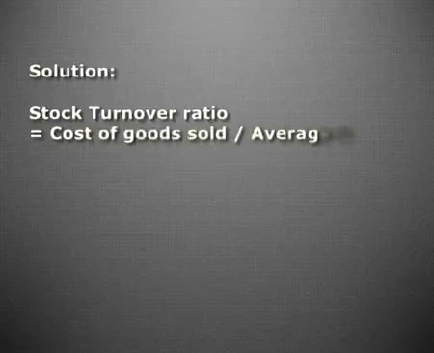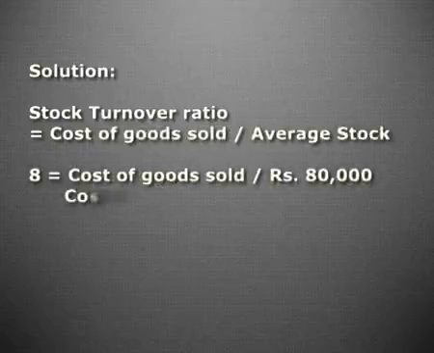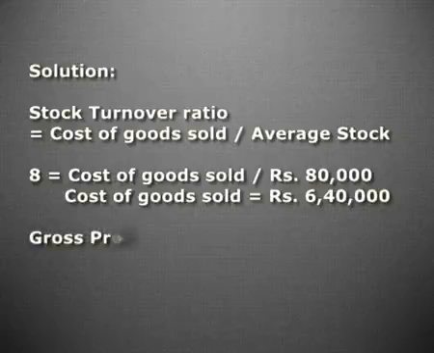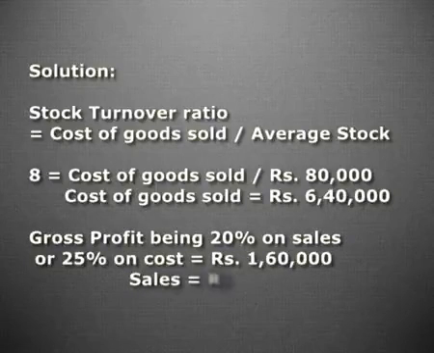Solution. Stock turnover ratio is equal to cost of goods sold divided by average stock. 8 is equal to cost of goods sold divided by rupees 80,000. Cost of goods sold is equal to rupees 6,40,000. Gross profit being 20% on sales or 25% on cost is equal to rupees 1,60,000. Sales is equal to rupees 8 lakhs.